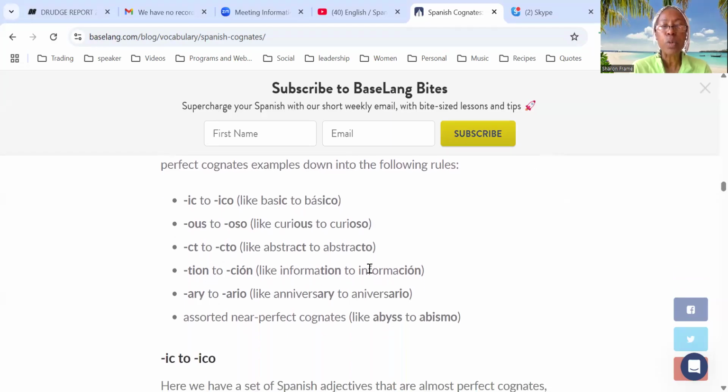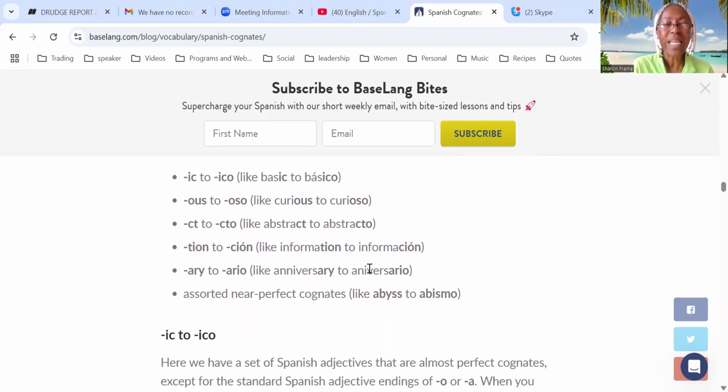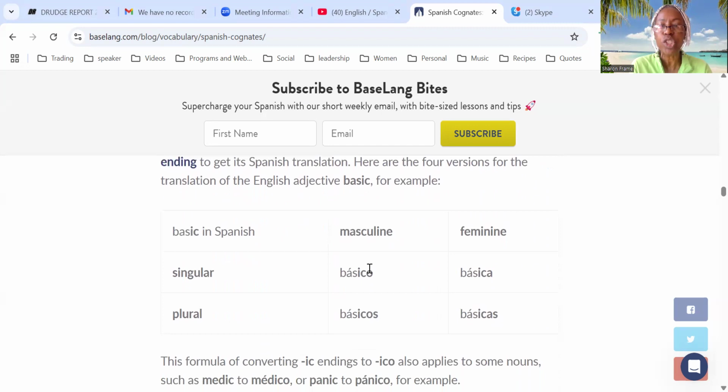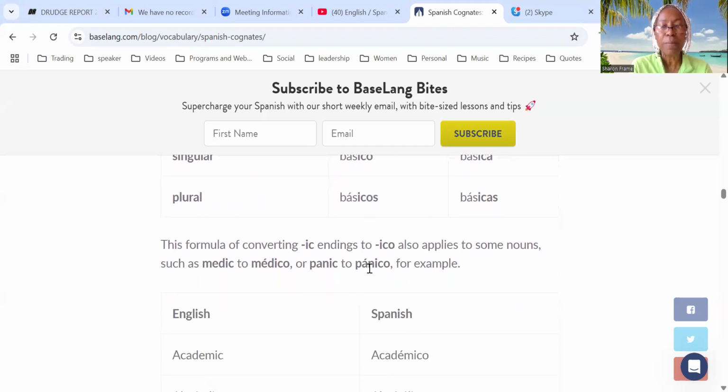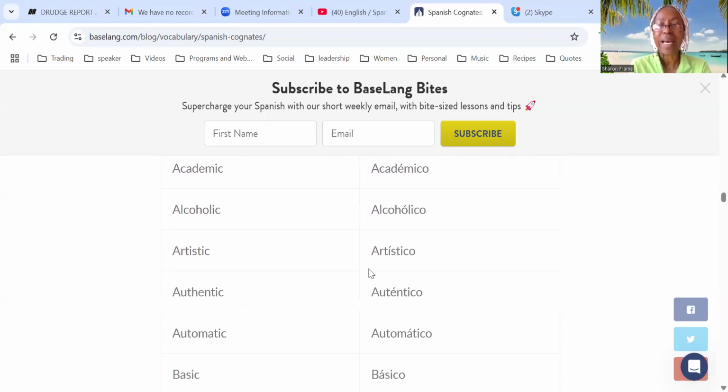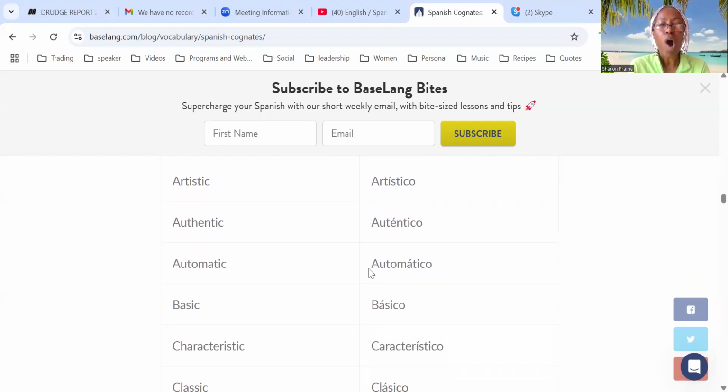And these are some of the rules. The rules are the ones that you see in your book, in your course overview, are also in here. Ik to eco, os to oso, CT to CTO, TION to CION. These 1, 2, 3, 4, 5 are 5 of the 6 that are in your book. And then they give you examples and explanations and lots of examples. See? Academico. Academic, academico. All these.